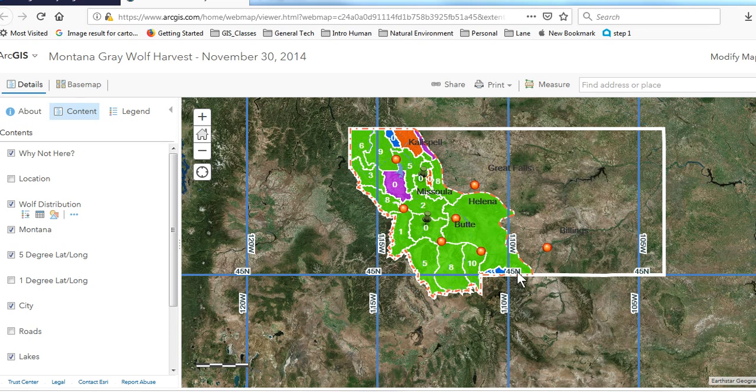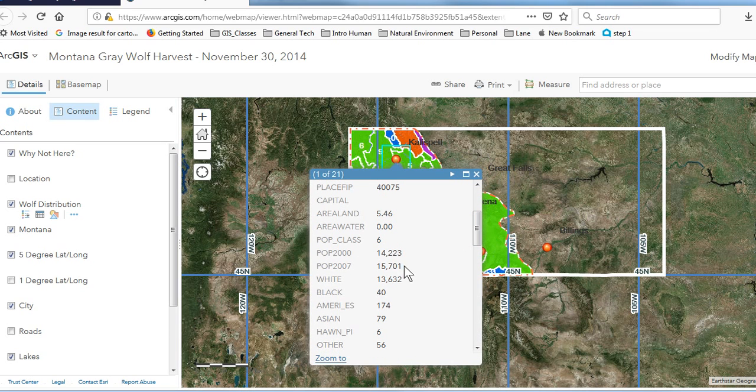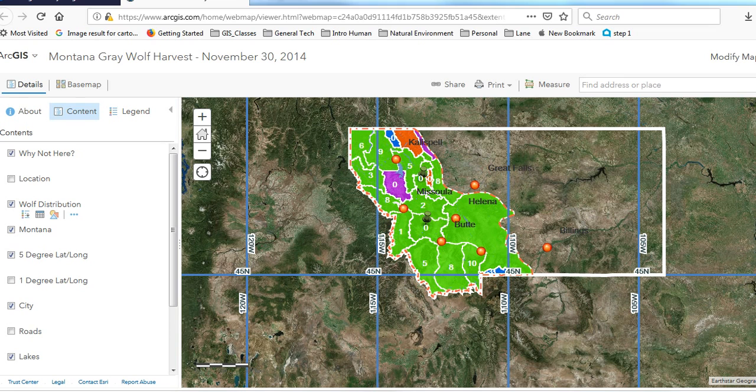The population of Kalispell. So if you click on Kalispell and scroll down, it will give you the population for 2007. Right there. Let's see, what was the next? The distance. To measure the distance between 110 degrees and 115 degrees.